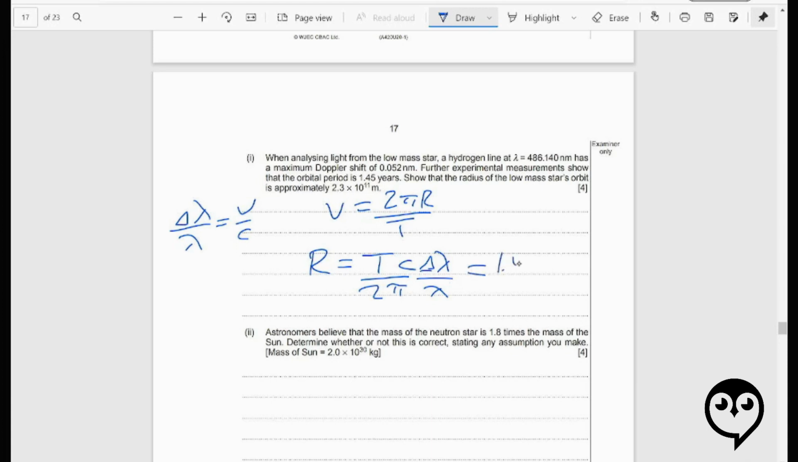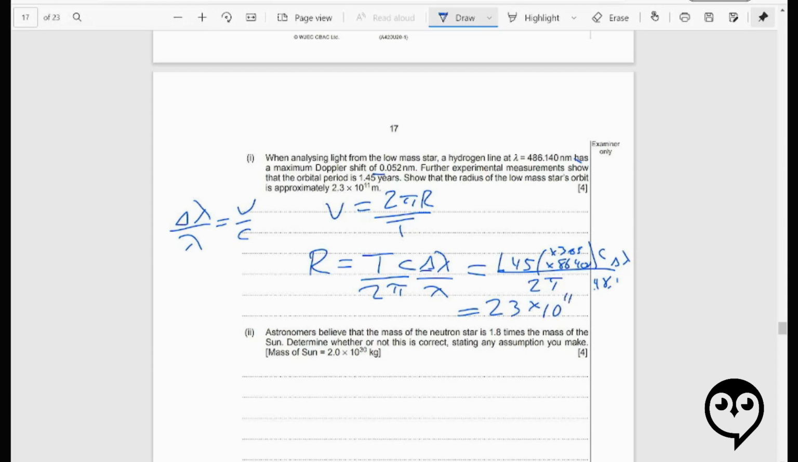So I've got 1.45 years. You're going to have to do times 365 times 86,400. Maybe you do that separately. Times c. They gave us the redshift. I'll plug that in. We'll divide by the 486, and so on, and we've got a 2 by there. Let's plug it all in and see what we get. Right, and I get 2.3 times 10 to the 11.